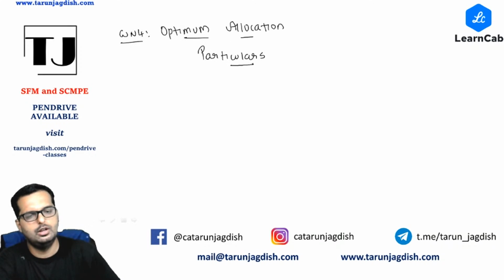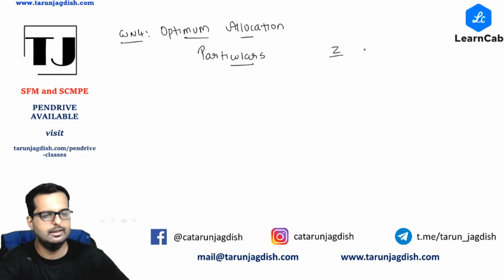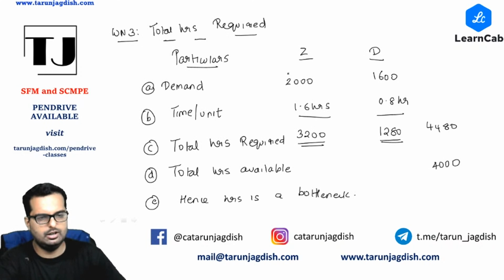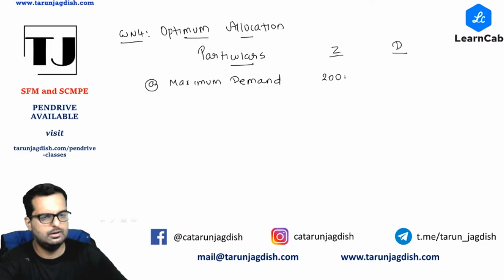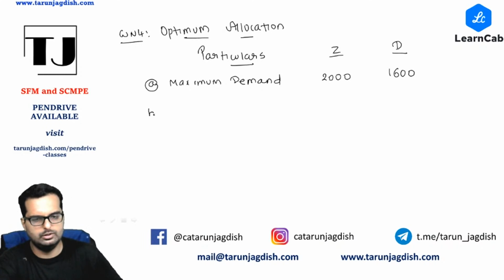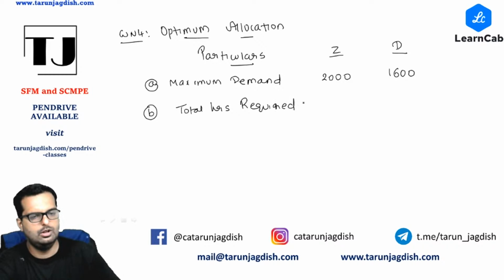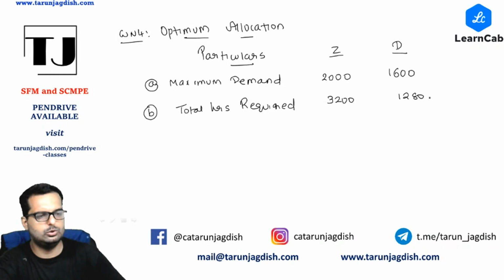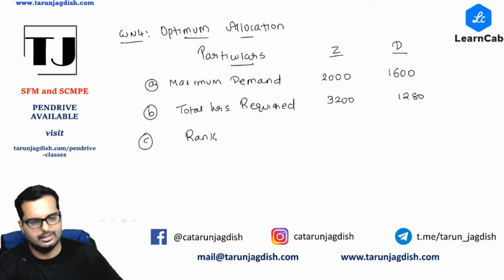So it will be particulars. What are the names of the two products? Z and D. Okay. Point number A would be maximum demand. What is the maximum demand that we are having over here? Is it 2000 and 1600? 2000 and 1600. Okay. We also know what is the total hours required. So what is the total hours required? 3200, 1280. Okay. What is the ranking that we already have? Z was 1 and D was 2.